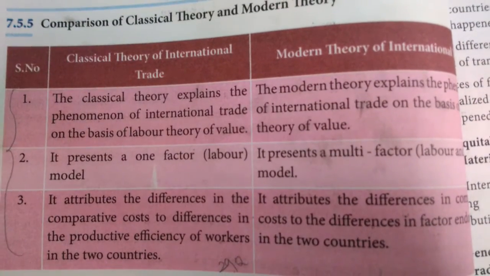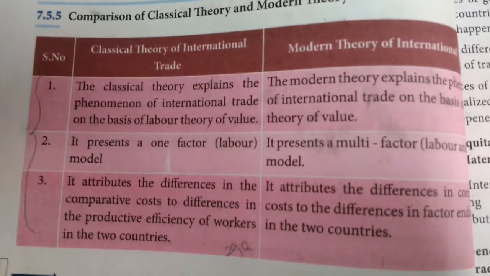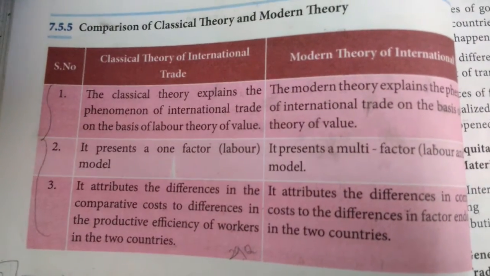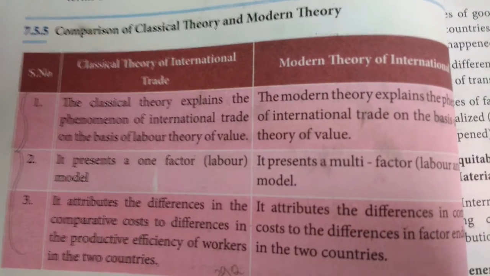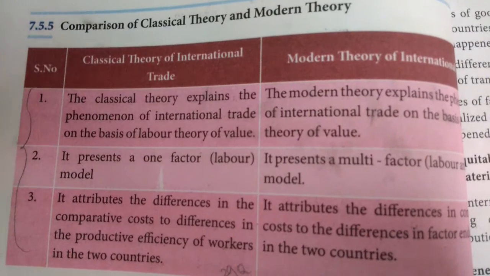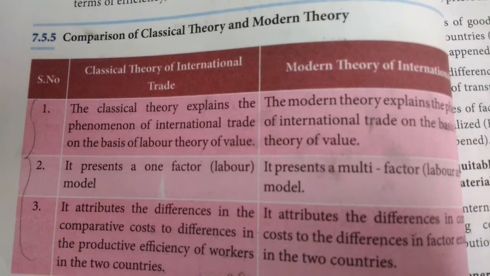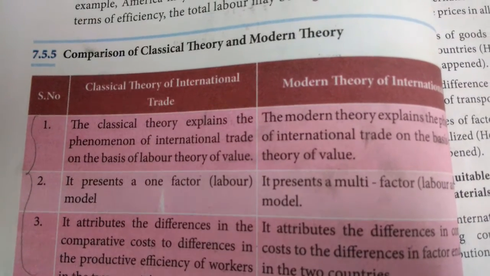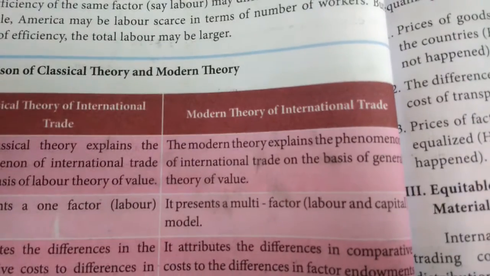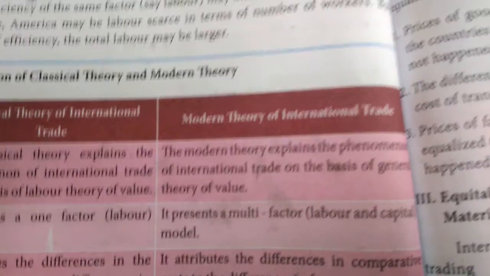Next, the comparison of classical theory and modern theory. What are the differences, or what are the relations, between the classical theory and the modern theory? The classical theory explains the phenomenon of international trade on the basis of the labor theory of value. But the modern theory explains the phenomenon of international trade on the basis of the general theory of value.